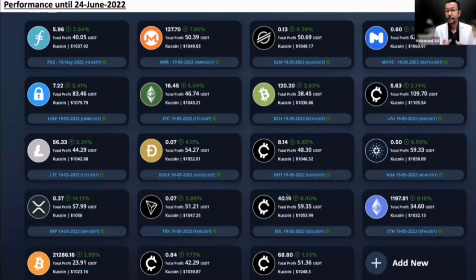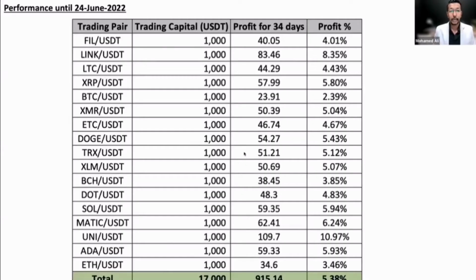Let's look at the account performance. I shared this account 2 weeks back, exactly on 24th of June. If you look at the top, these are the old readings, so that we can compare the old readings with the new ones. This is the old one, and this is the old result.